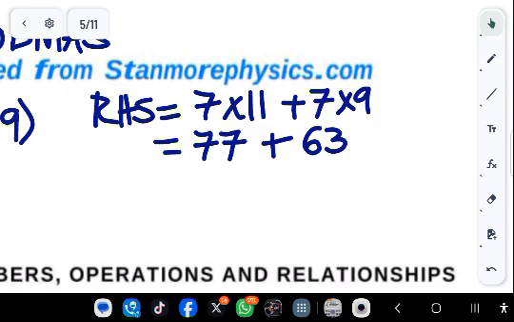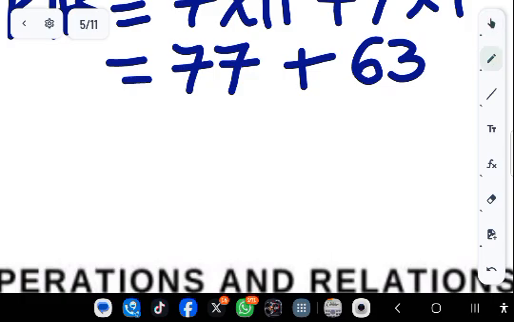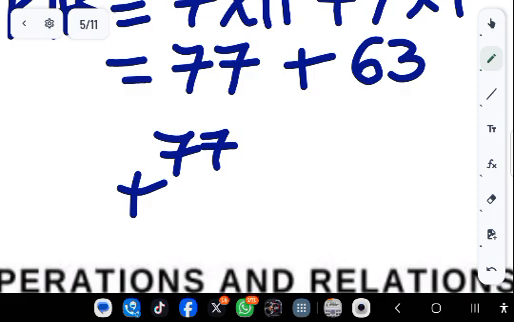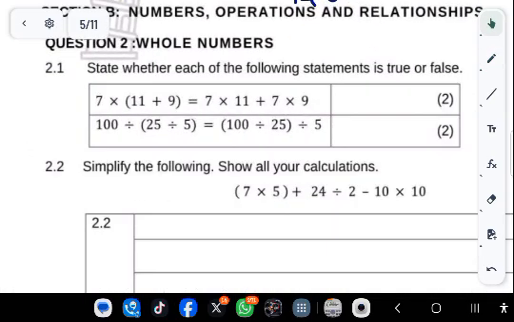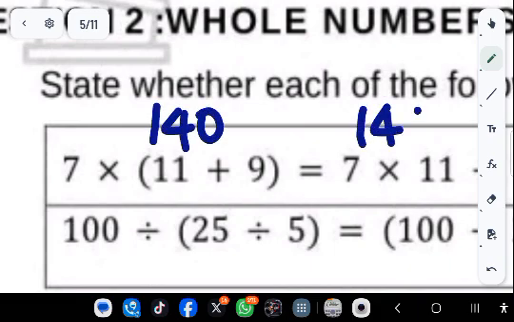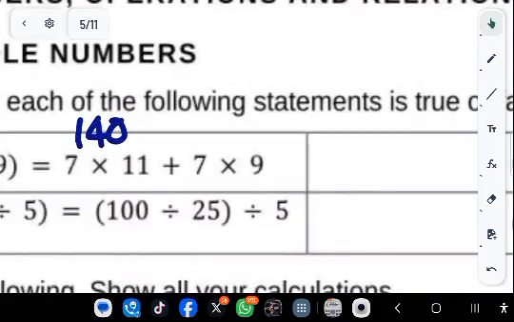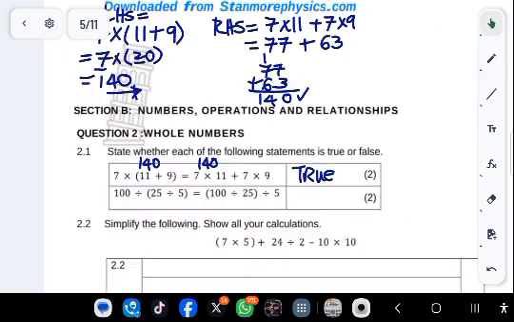So what we do now is we use the long addition method to add these two. So we go 77 plus 63. Now 7 plus 3 is equal to 10, so we carry 1. 7 plus 6 is 13, plus 1, that gives us 14, and that is the correct answer. So yes, this left hand side is 140 and the right hand side is also 140. So yes, this is true. They are equal.